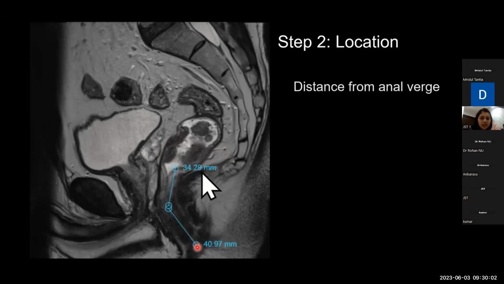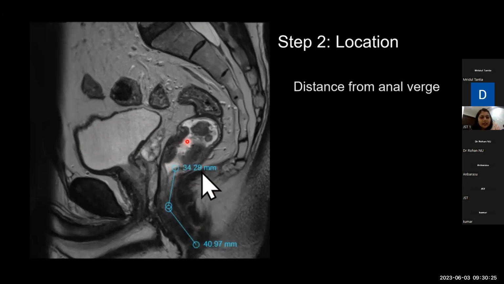The location is taken from the anal verge. We try to measure along the long axis of the rectum, as it will be more accurate to your colonoscopic findings. So here the tumor lies about 7.5 centimeters.